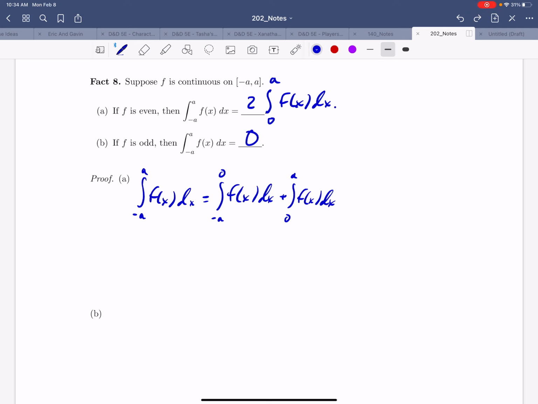Okay. Now right here, I'm just going to put this on the side here. Let u equal negative x. So that also means that x equals negative u, right, when we substitute that in for x. Also, we know that du equals negative dx, and that also means that dx equals negative du.